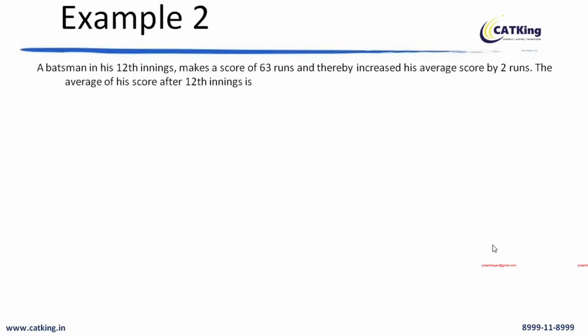These types of questions are very substantial when it comes to competitive exams, about a batsman or a bowler or any sportsperson scoring runs. So we'll do that type as well. A batsman in his 12th innings makes a score of 63 runs and thereby increases his average score by 2 runs. Find the average of the score after the 12th innings.